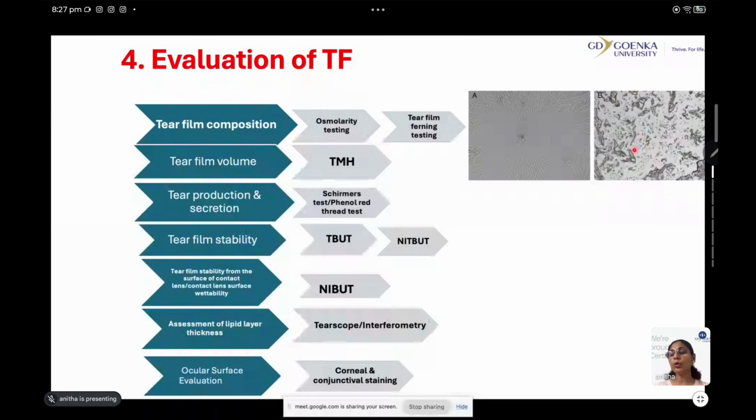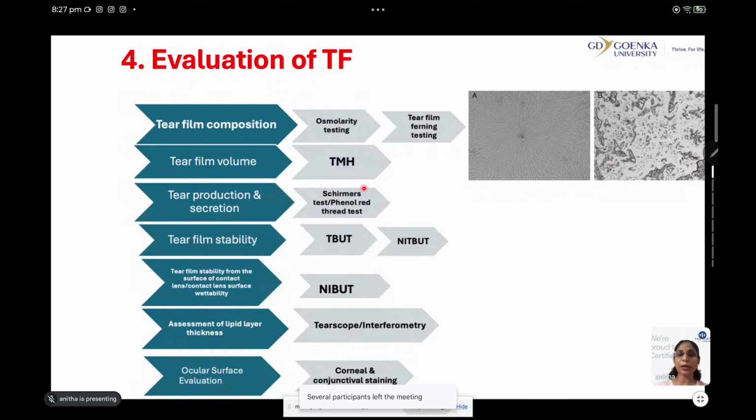But in dry eye, you will notice that no clear pattern is formed. It is all fragmented. So this is how you look for tear film ferning. This is observed under the microscope, okay, not the slit lamp biomicroscope, but the regular compound microscope which we use in our labs.